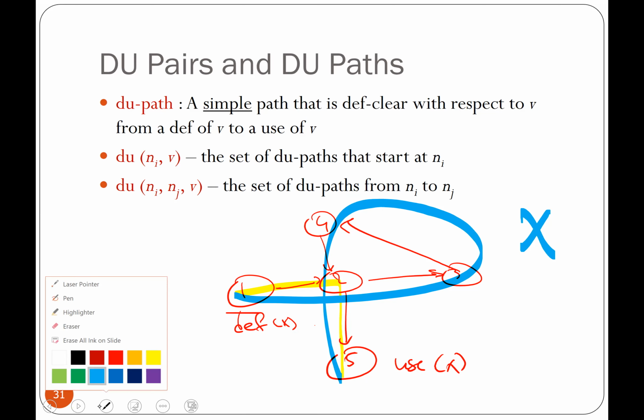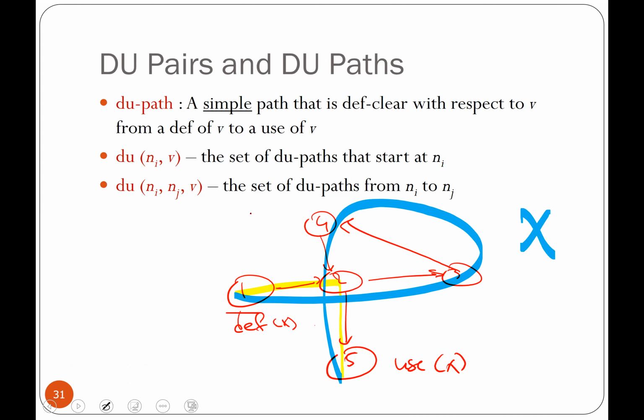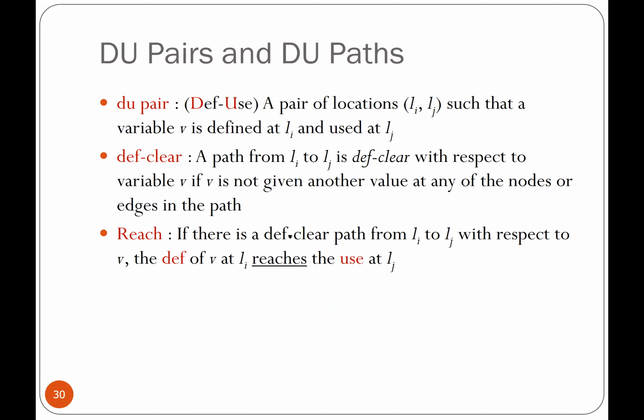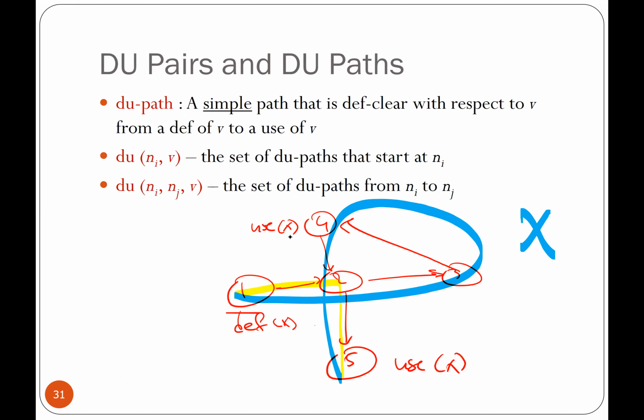If I had a situation here where I had a use of X over there at number 4, then I could have had another DU path saying 1, 2, 3, 4. Okay. In other words, it would have been okay to enter the loop at this point, but don't exit the loop. All right? Is this clear for everyone?